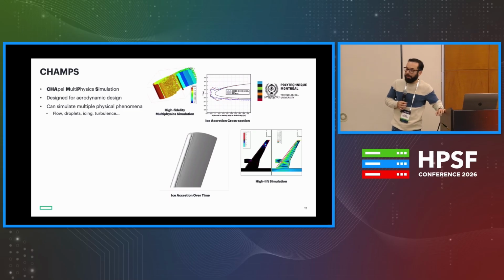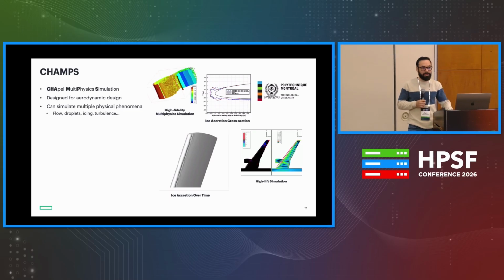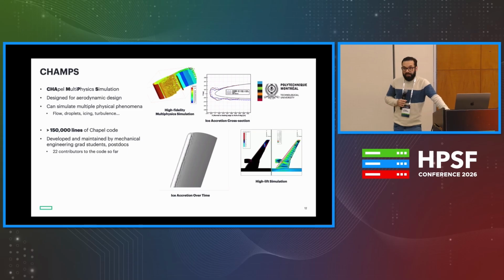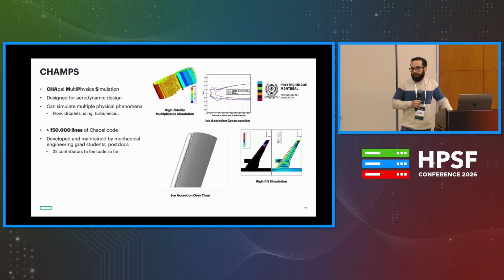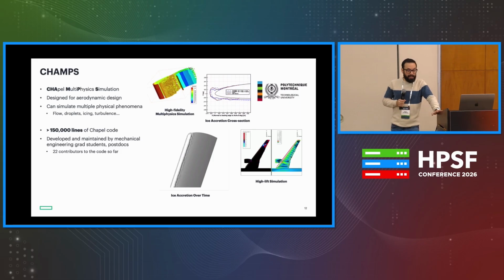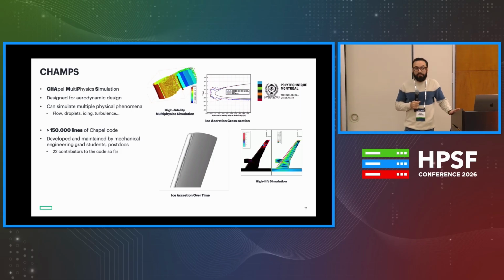But they generate pretty cool pictures, so I really like showing their pictures as well. As I mentioned, this is a relatively big Chapel code base. To our knowledge, it's the biggest one out there. 150,000 lines was the latest count. And this is developed by mechanical engineering grad students, postdocs, undergrads who are doing summer internships and things like that.